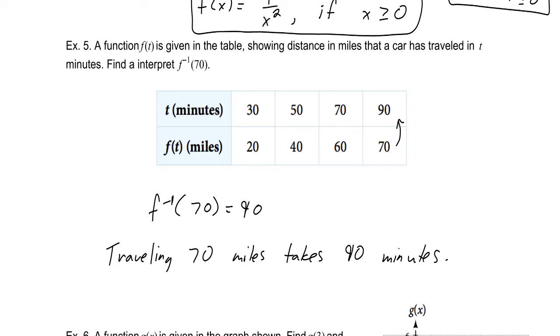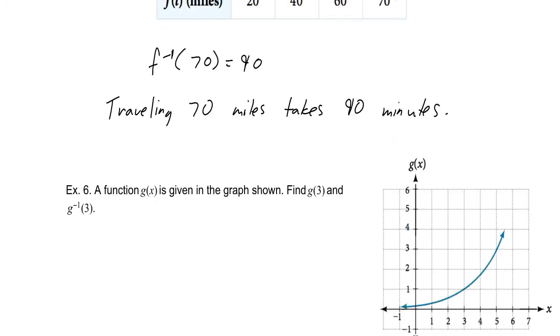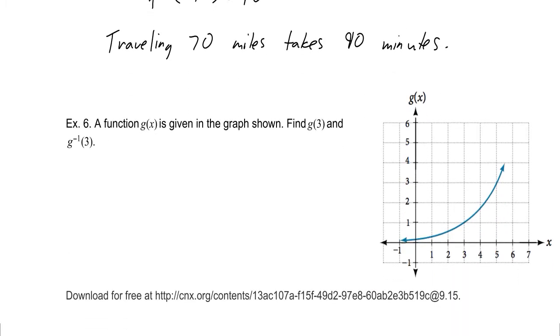Or you could say it takes 90 minutes to travel 70 miles. That would be the same statement. All right, so f inverse of 70 means our output is 70. Keep that in mind. All right, a function g of x is given in this graph below.